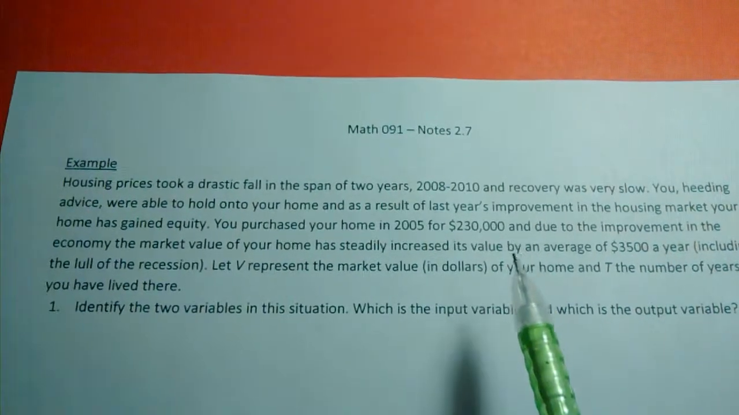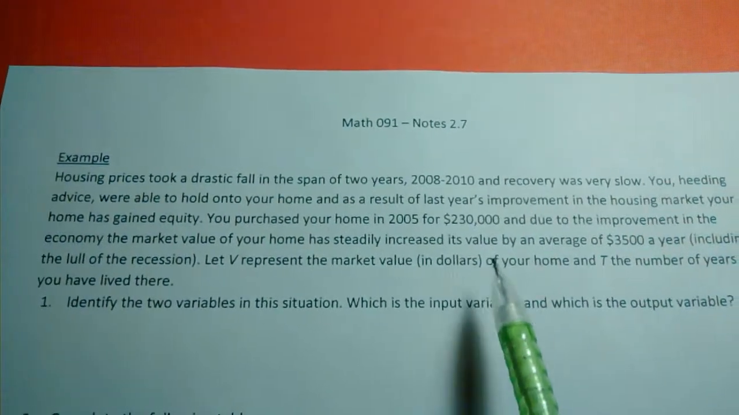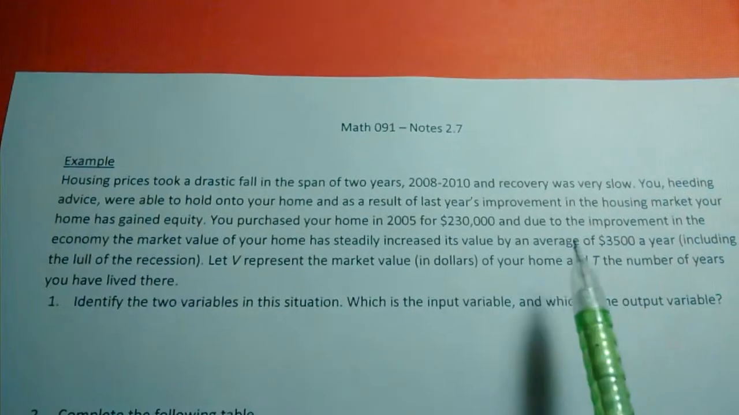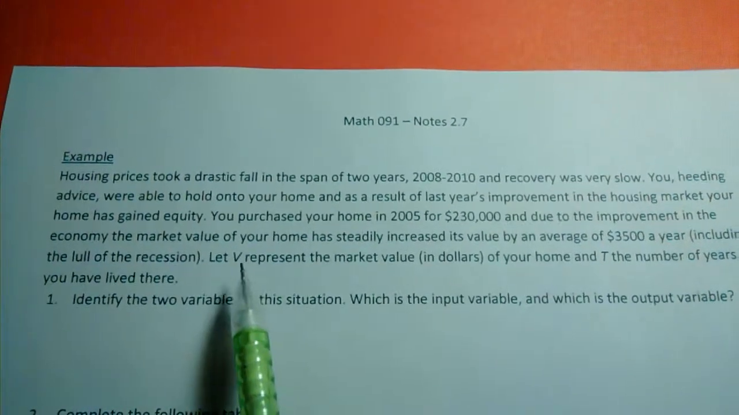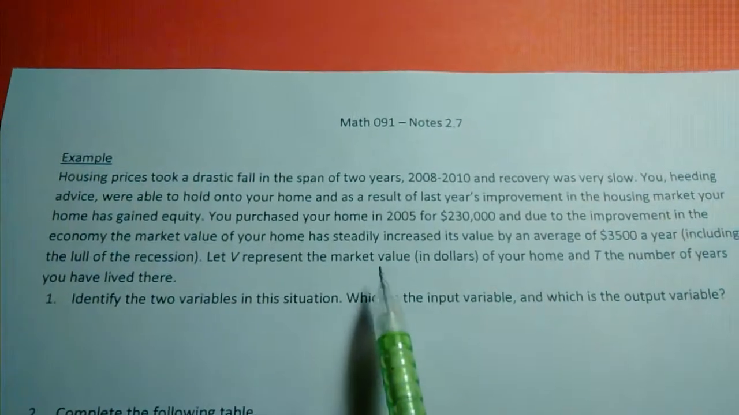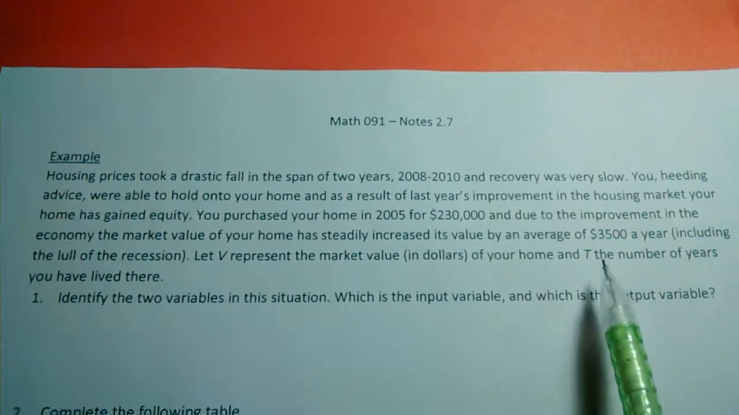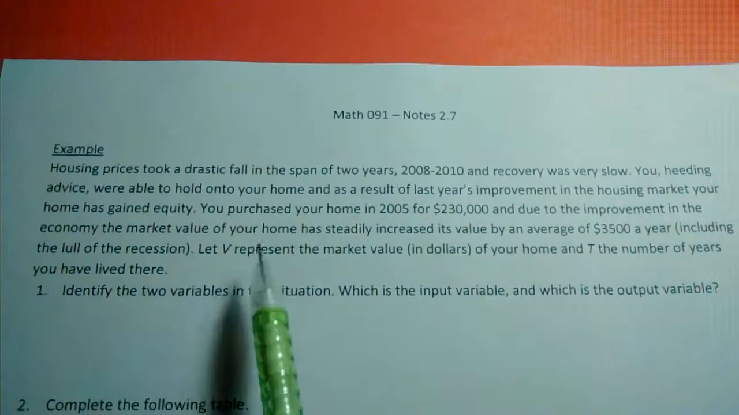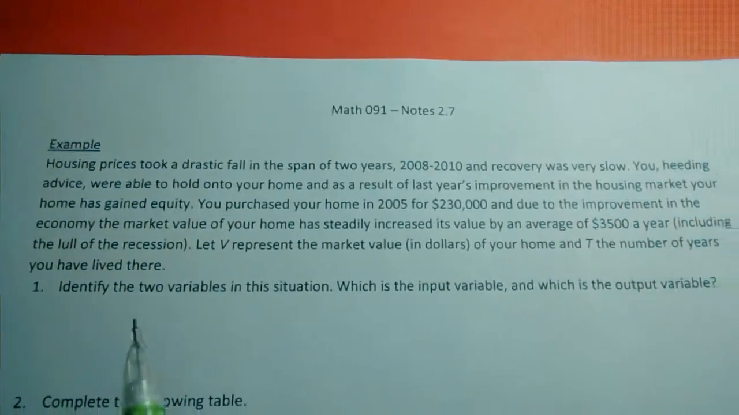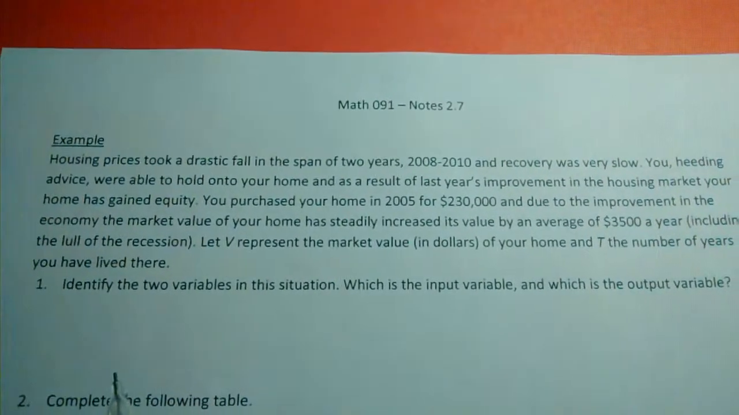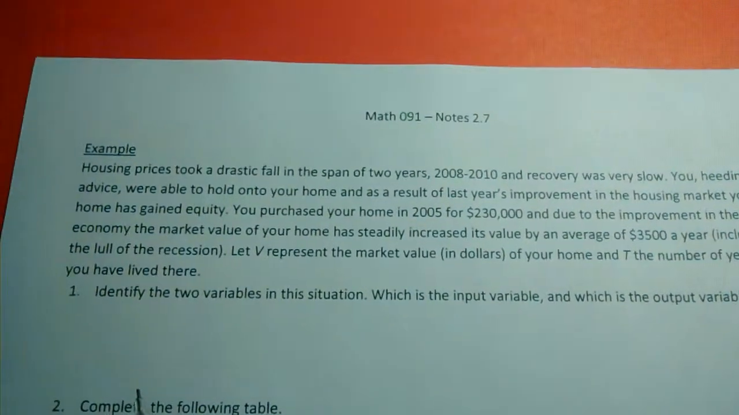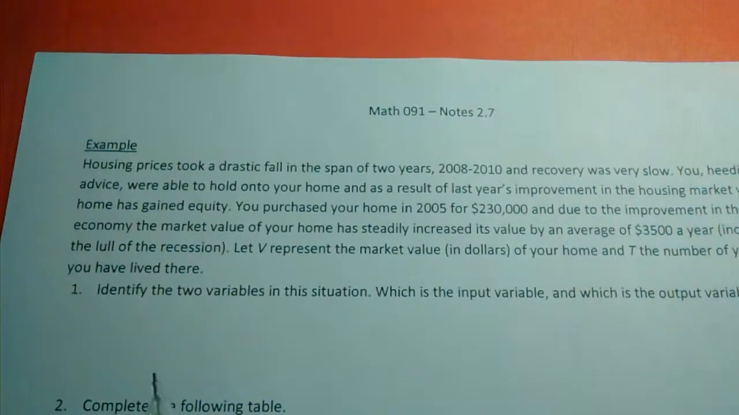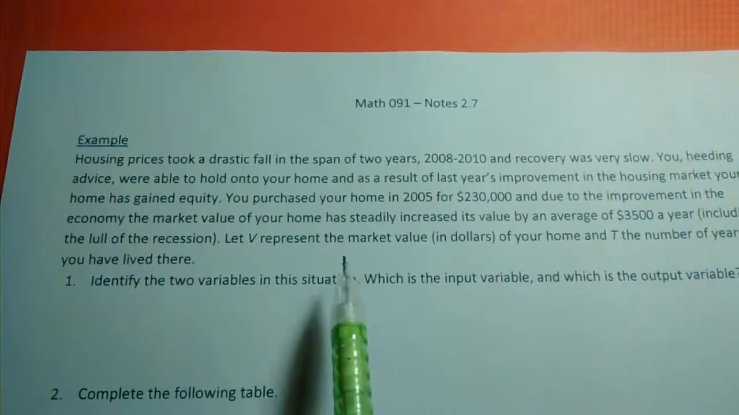So this situation actually identifies the two variables for us. They're right here in the last sentence. V represents the market value in dollars of your home, and then T the number of years you've lived there. So that last sentence gives us the variables in this situation. Some situations you have to go searching and think about what the variables are. Here, they're given for you.